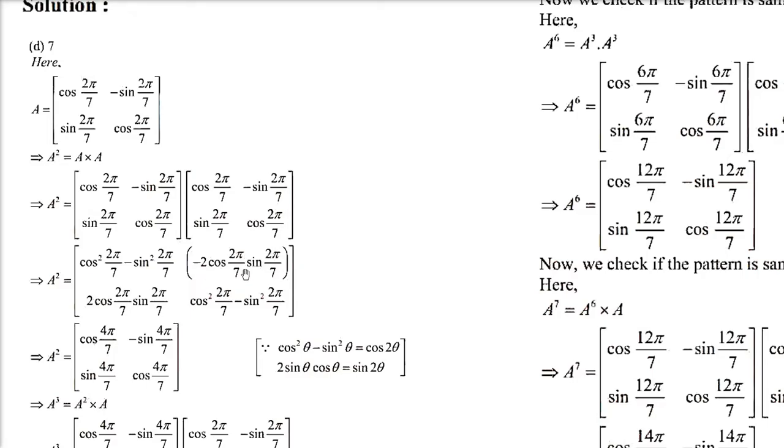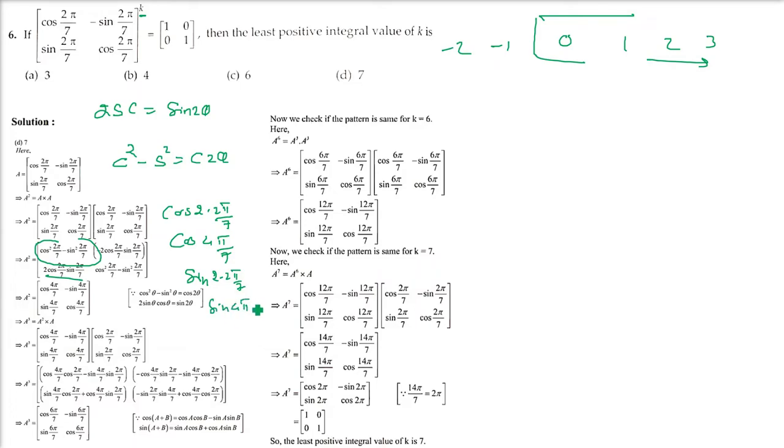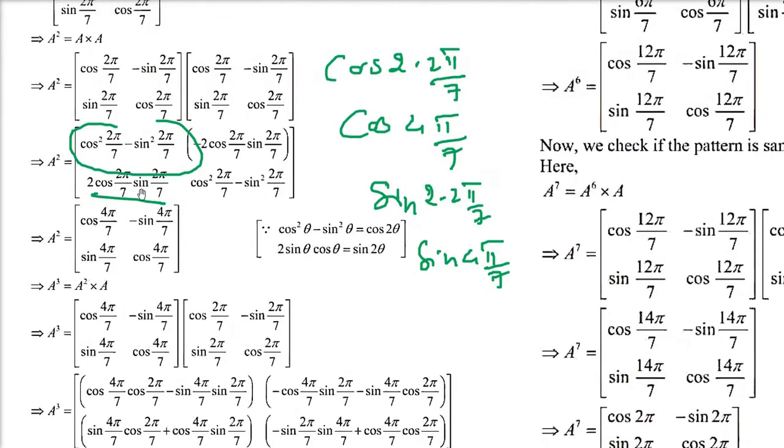Now what do you get here? You have to use the trigonometric identities, because cos square theta minus sin square theta is cos 2 theta. Theta is 2 pi by 7 here, so it will be cos 2 into 2 pi by 7, that is cos 4 pi by 7. This is the catch; everywhere you have to use this. And 2 sin theta cos theta is sin 2 theta, so sin 4 pi by 7 will come. Please keep the signs like that, because signs will also come negative and positive. But these are the identities you have to use.